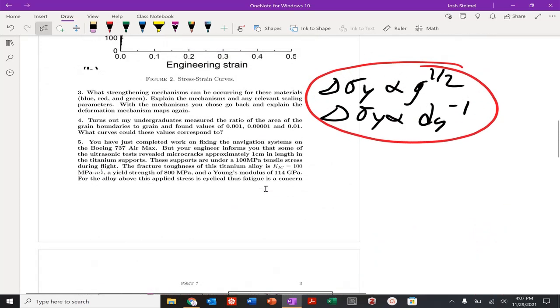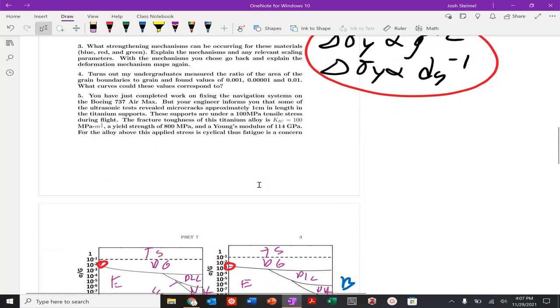So, excellent. Turns out my undergraduates measured the ratio of the area of the grain boundaries to grain size and found values to be 0.01, 0.001, and here. Which curves could these values correspond to? All right, so looking at the ratio of the area of the grain boundaries to the grain size, I'm looking effectively at that value that we looked at in class.